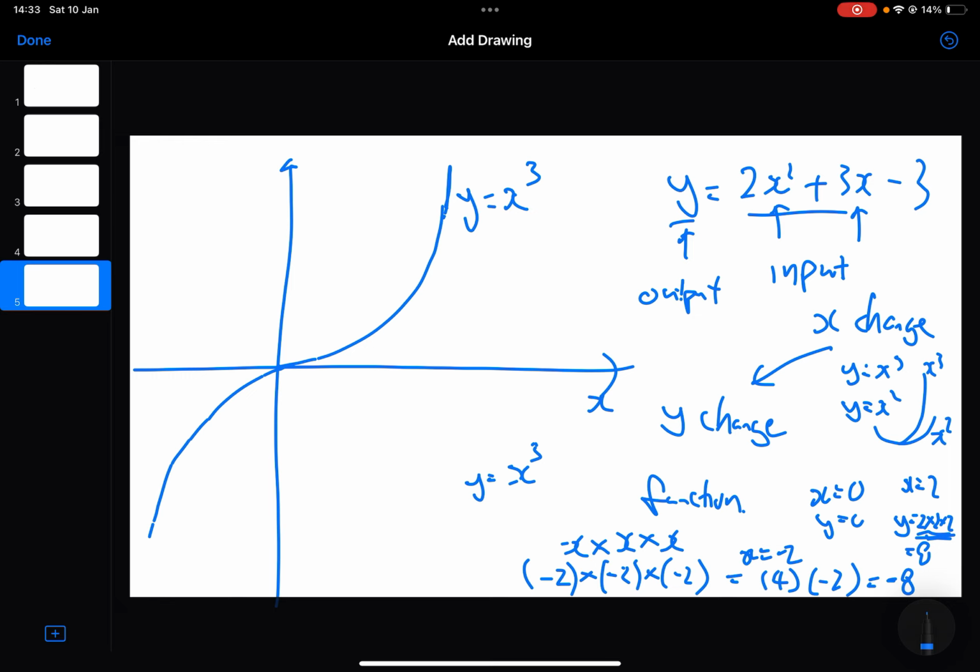So this is how the equation and the graph and the coordinates all work together. Okay, so this is an introduction. Next week, when we go to your Sec 3 chapter 7, we will look at more equations, more functions, and see how they look on the graph.